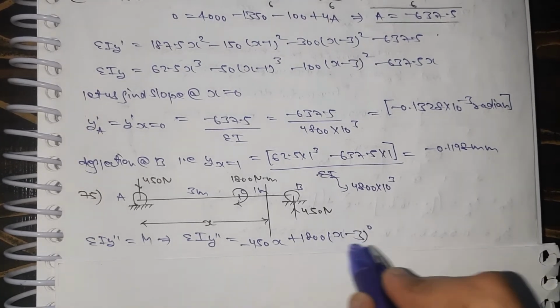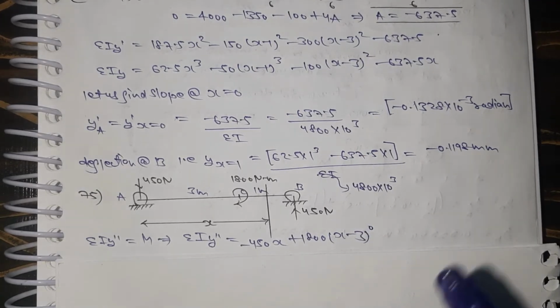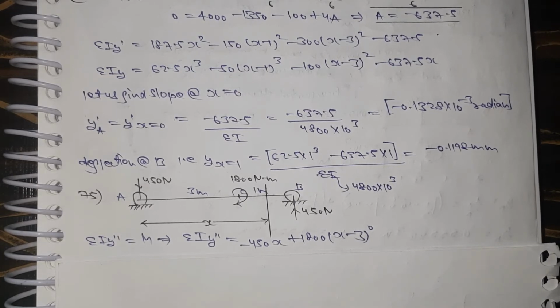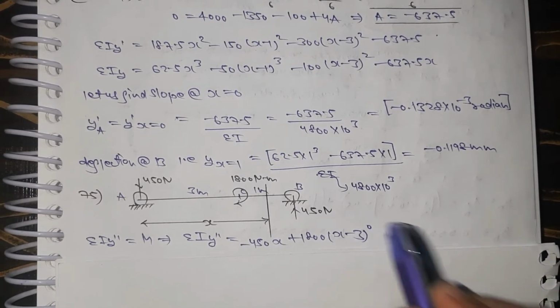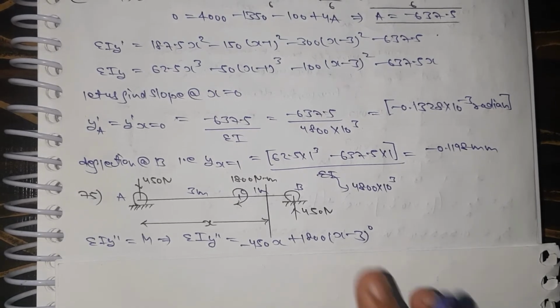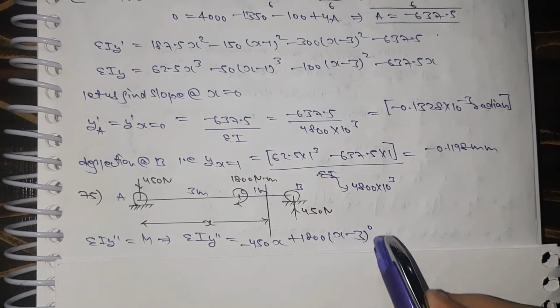Now what is this? I'm not going to explain it that much, because I have already explained it during the rules of Macaulay's method. So please go through that video if you are not understanding why I have written x minus 3 to the power 0. Please make sure to go through that video.